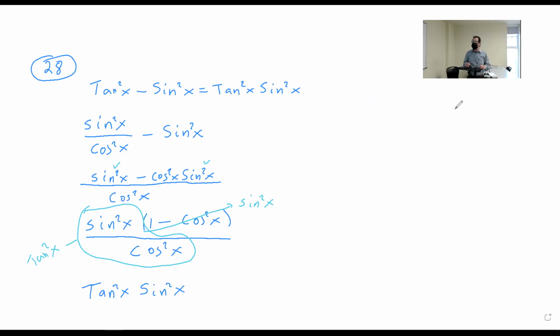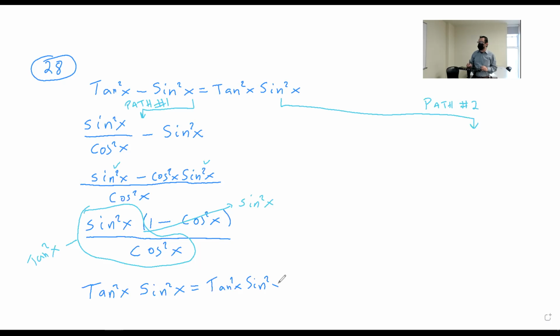Okay, so I'm going to call this path 1. This would be one way of doing it. Now let's see if we can work on the other side. Here, well, this is the same as what we were looking at.